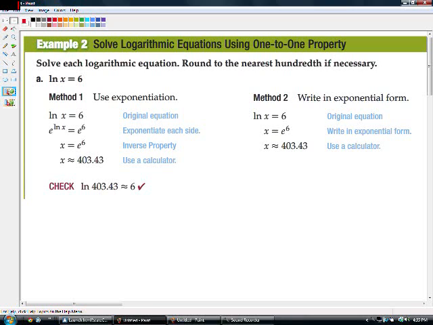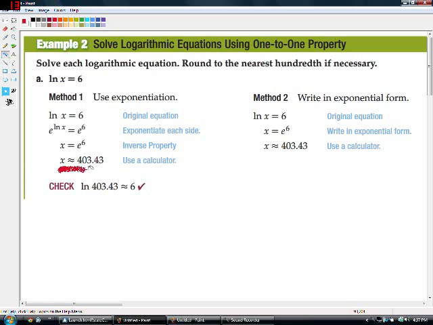Okay, we have ln x equals 6. Now there's two methods to solving this equation. In method 1, using exponentiation, you can see that we set both parts of the equation as an exponent to e. Then you can see that the e gets rid of the ln, and it leaves you with x equals e to the 6th.